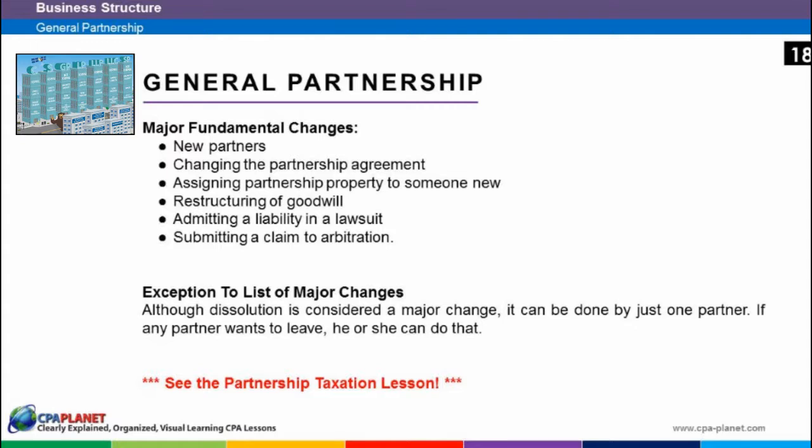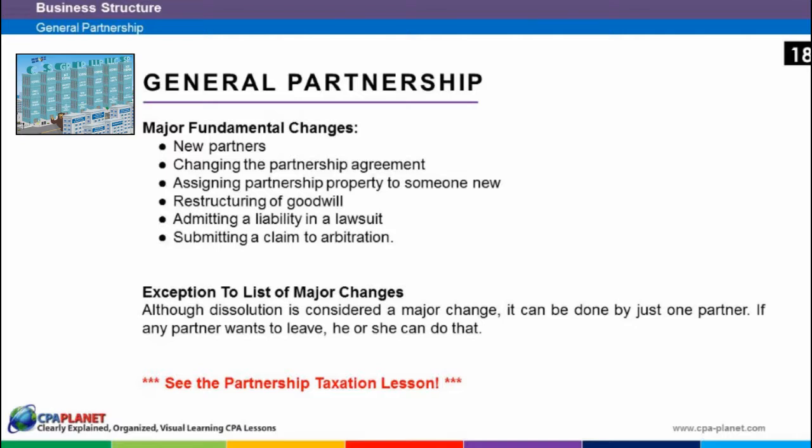Very clear. Okay. Now, dissolution of a partnership, that's obviously a major change. That's the one exception. You can dissolve a partnership with just one of the buddies. One of the buddies can say, hey, I am not going to be in this partnership anymore. The partnership could continue to exist, but they would not be part of it anymore.